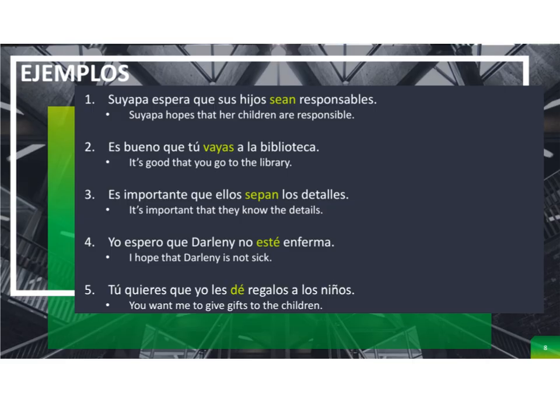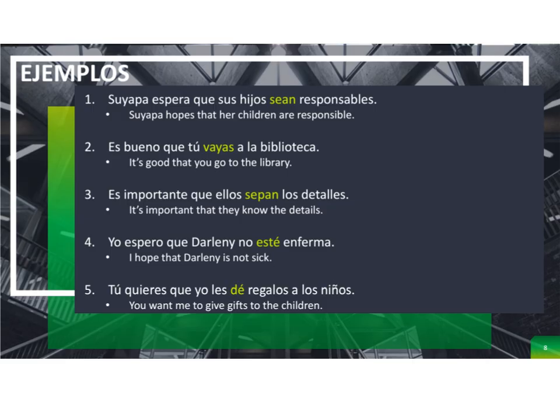Number 4, yo espero que Darlene no esté enferma. I hope that Darlene is not sick. So again, we use the subjunctive for that second verb because I don't have any control over whether Darlene is sick or not. I hope that she's not sick, but I don't have any control over that outcome.